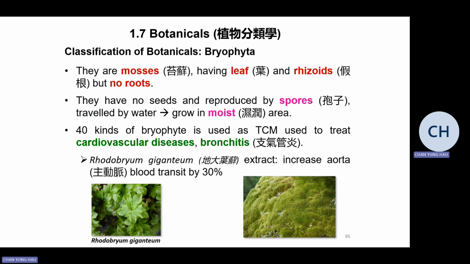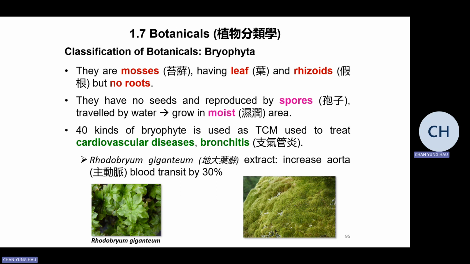And then the next is the bryophytes, which are the mosses. What is meant by mosses? Mosses have leaves and no true roots; we call them rhizoids. They have no seeds and reproduce by spores.